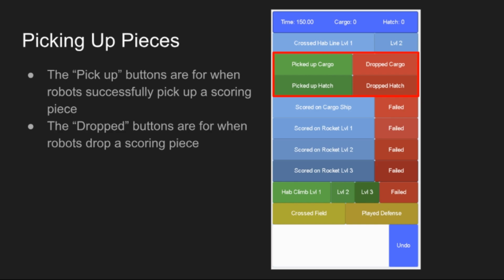By the way, I noticed a bug. Yes. What might be a bug? So when I hit drop hatch, and then I hit undo, the hatch doesn't go back up to 1. That's because, did you have the time going? Yes, it was going. So, show me what's happening.